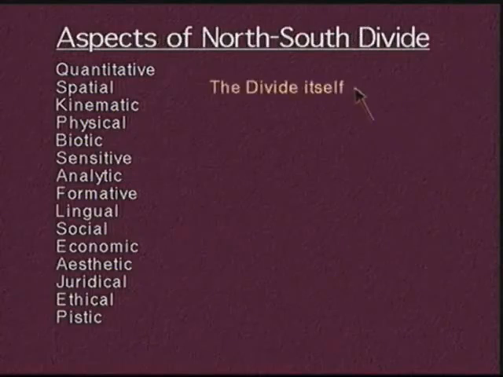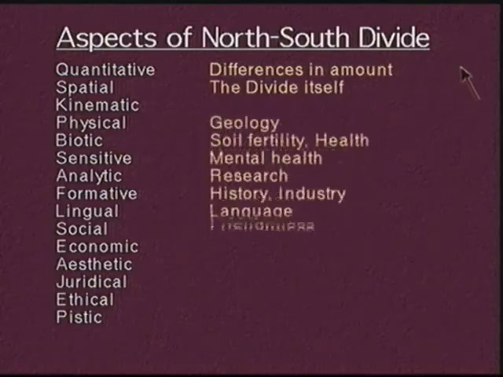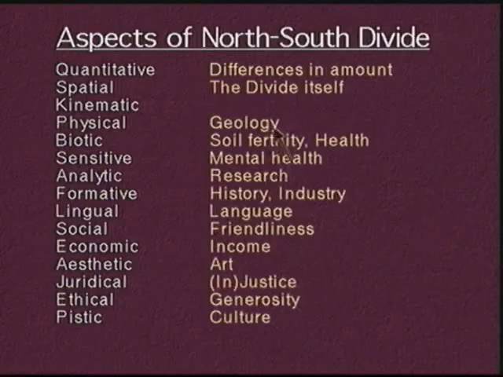The divide itself is, of course, spatial. And we measure it by differences in amount, less and more, and figures. But then all these other things that we've been talking about: the geology is a physical North-South divide. Difference in soil fertility is biotic. Difference in health is biotic. Difference in mental health is a sensory north-south divide. The research universities: research is an analytical activity, and there isn't so much of a divide here.